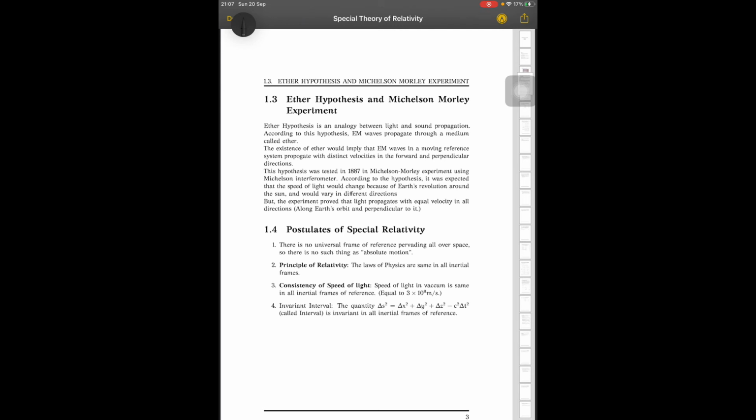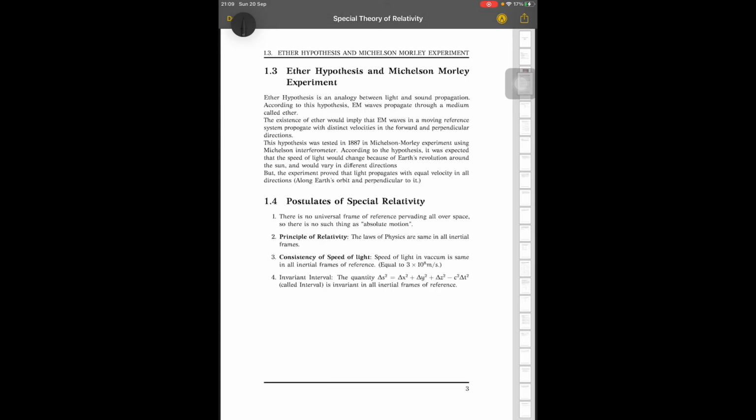Ether hypothesis is an analogy between light and sound propagation. According to this hypothesis, EM waves propagate through a medium called ether. Before 1887, scientists hypothesized that there is a material present throughout the universe called ether, which acts as a medium for propagation of light, just like sound requiring a medium to propagate. This hypothesis was tested in 1887 in the Michelson-Morley experiment using the Michelson interferometer.